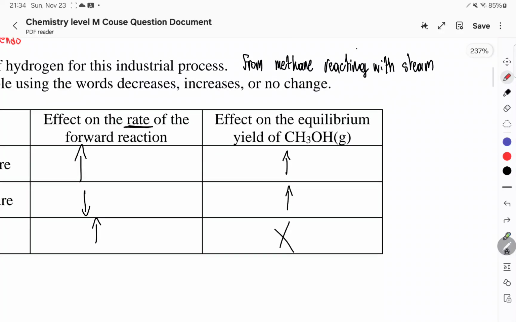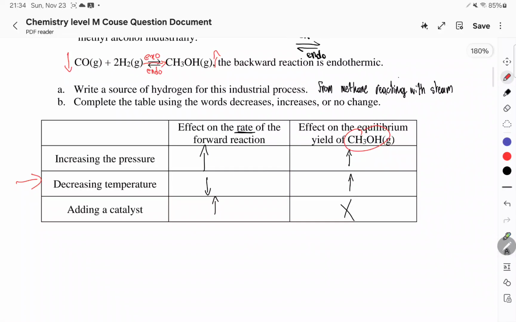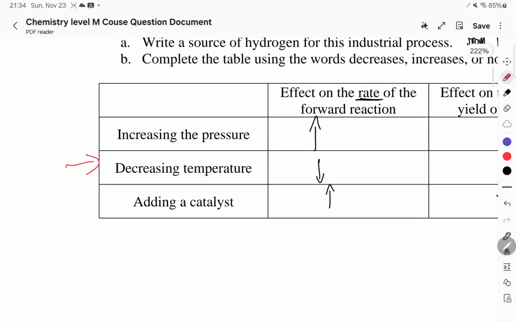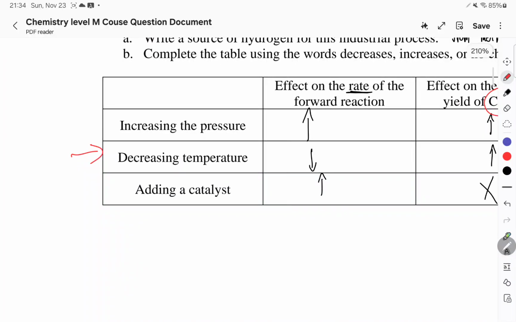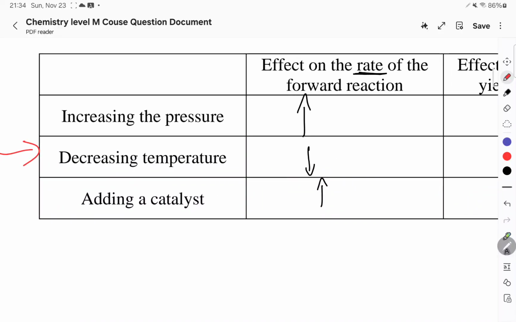And the effect on the equilibrium yield of the product is that it increases. And adding a catalyst is another one. Now, I know adding a catalyst does not really get consumed in the reaction. What it does instead is speed up the rate of the reaction on both sides of the reaction. And it's the same case as why increasing temperature increases the rate of the forward reaction. But no, actually it's a different reason.